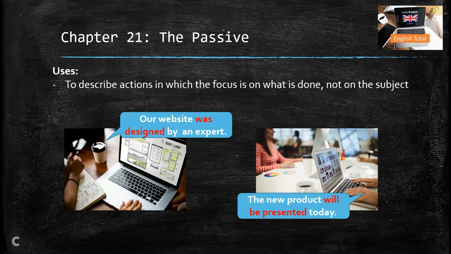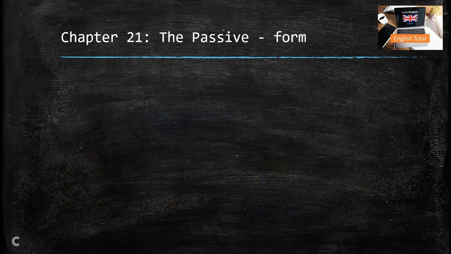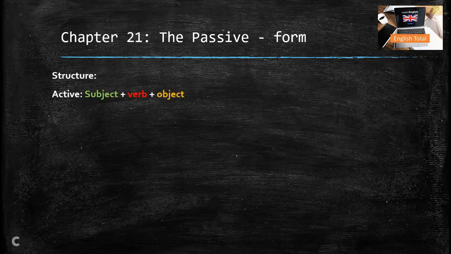Cool, let's move on. Before we have a look at passive sentences, let's have a quick look at what an active sentence is. Understanding the difference between active and passive is key. This is the structure for an active sentence. First, there's the subject followed by the verb and then the object. This is the way sentences in English are usually formed.